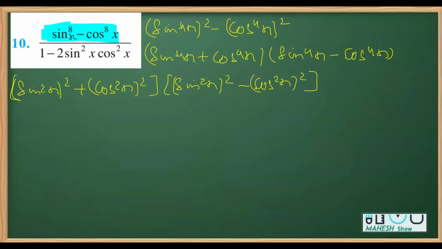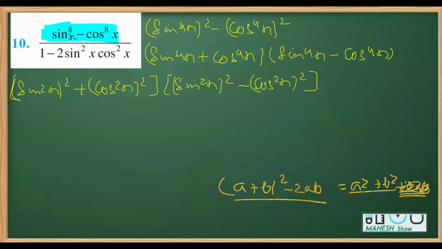Now for this part, you should know what a square plus b square is, but even if you don't know, it's okay. You can apply this identity. What is a plus b whole square? This is something that every student knows: a plus b whole square is a square plus b square plus 2ab, right? And if you transpose this plus 2ab to the other side, it will be minus 2ab. So a square plus b square is a plus b whole square minus 2ab.